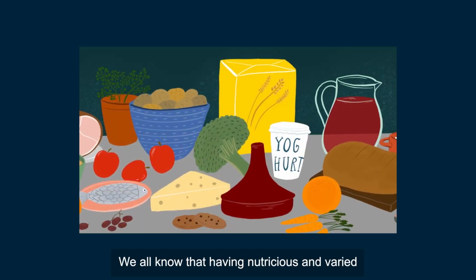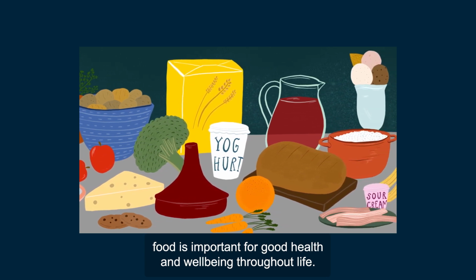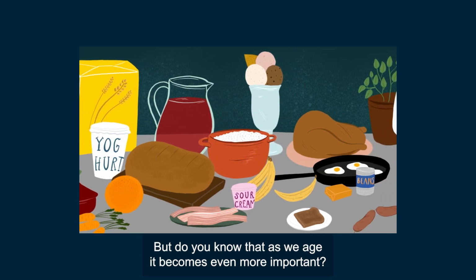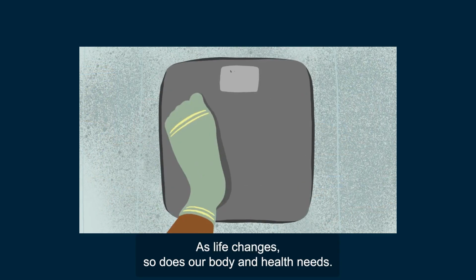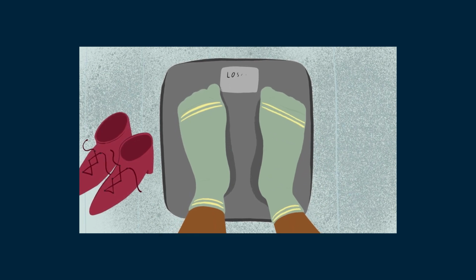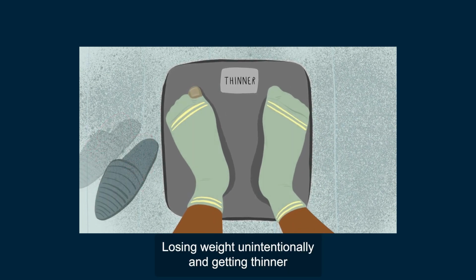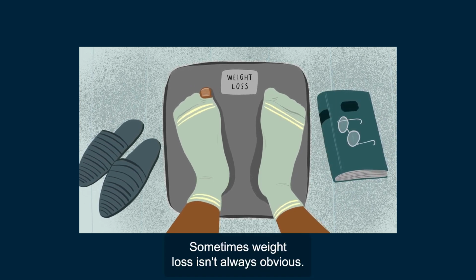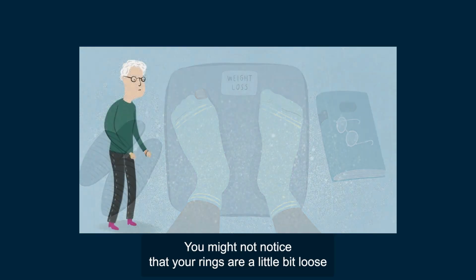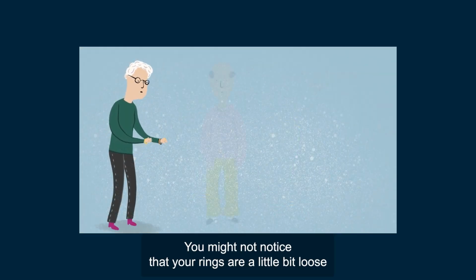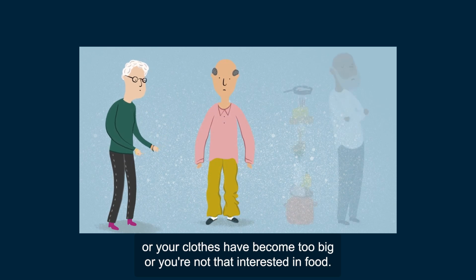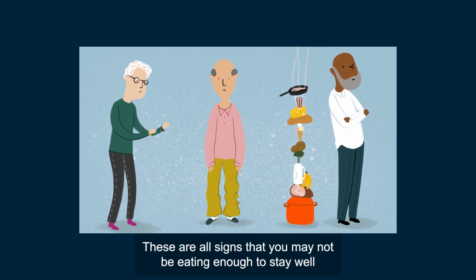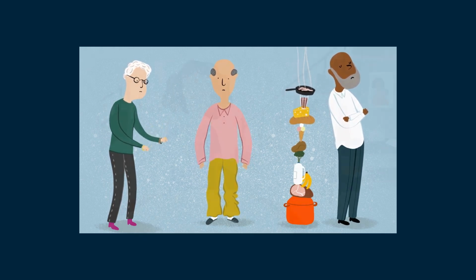We all know that having nutritious and varied food is important for good health and well-being throughout life. But do you know that as we age, it becomes even more important? As life changes, so does our body and health needs. Losing weight unintentionally and getting thinner is not a normal part of getting older. Sometimes weight loss isn't always obvious. You might not notice that your rings are a little bit loose, or your clothes have become too big, or you're not that interested in food. These are all signs that you may not be eating enough to stay well.